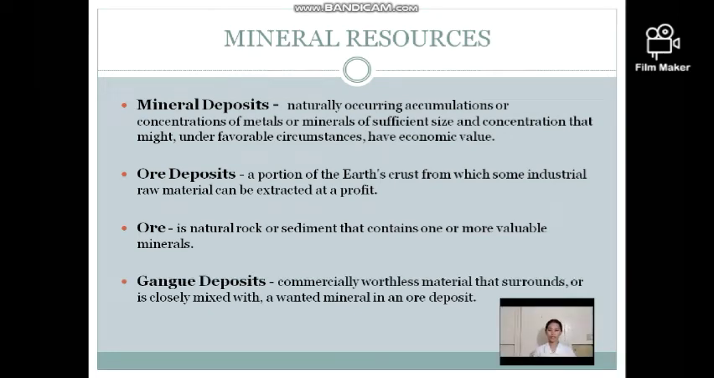So there are four categories of mineral resources. First is mineral deposits. These are naturally occurring accumulations or concentrations of metals or minerals of sufficient size and concentration that might, under favorable circumstances, have economic value. Second, ore deposits. This is where a portion of the Earth's crust from which some industrial raw materials can be extracted at a profit. Third, ore. It is naturally occurring rock or sediment that contains one or more valuable minerals. The fourth is gangue deposits. It is commercially worthless material that surrounds or is closely mixed with a wanted mineral in an ore deposit.